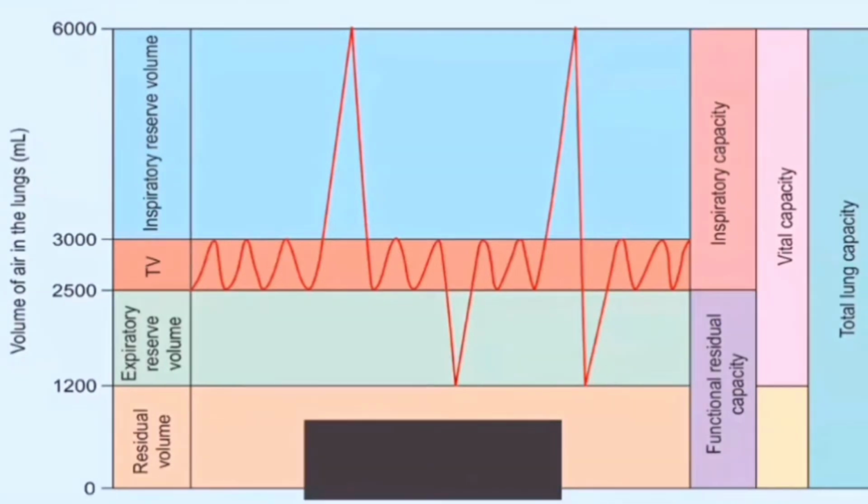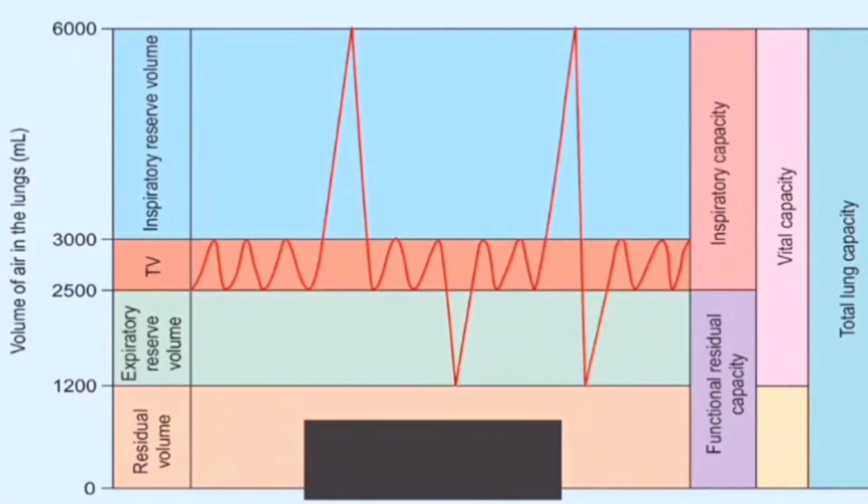We have certain levels known as maximal inspiratory level, resting inspiratory level, resting expiratory level, and maximum expiratory level. The topmost line, the first line you see, is the maximal inspiratory level. When you take a deep inspiration, this is the maximum level you can inspire. That will go up to a maximum of 6 liters.